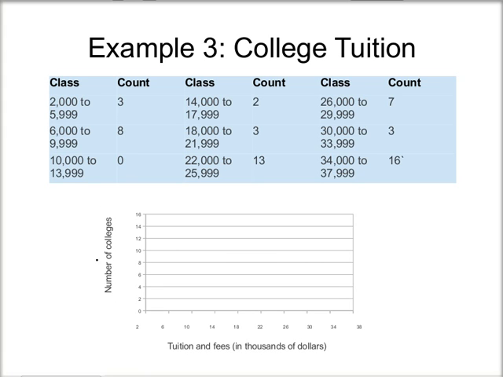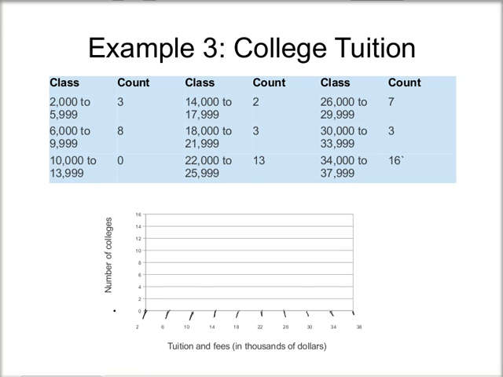So I've got number of colleges as my vertical axis here, ranging from 0, which is my low value, up to 16, my high value. And then across the bottom I've got my tuition and fees in thousands of dollars, and these are a little bit off here, so this starts at 2 and goes up in $4,000 intervals. Alright, so let's go ahead and fill this in.